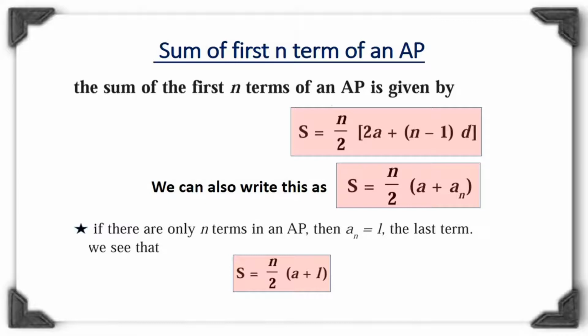Then one more formula: if the progression is finite, then a_n will be the last term, L. If you want to find the sum of all the terms, then a_n becomes L. So you can rewrite the formula like this: S equals n by 2 into (a plus L). Now we can start using this formula.